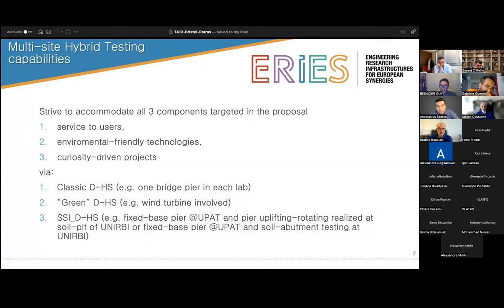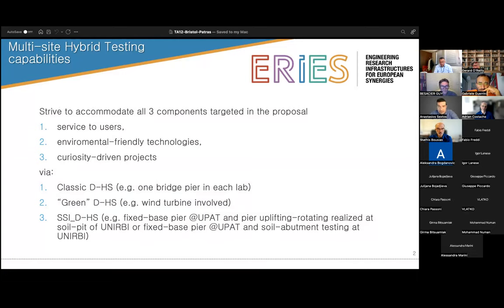So from the proposal stage, this concept was put forward to accommodate three main components of the call, which was not only to offer services to users, but also to address some challenges in terms of investigating the efficiency of environmentally friendly technologies, and do some blue sky, curiosity driven, a little bit different types of tests that are or can be multi-hazard potentially.